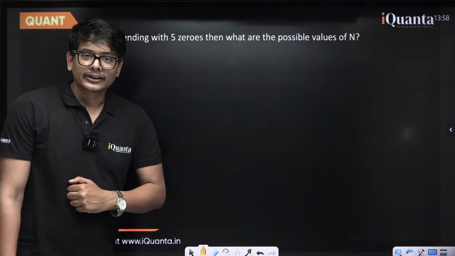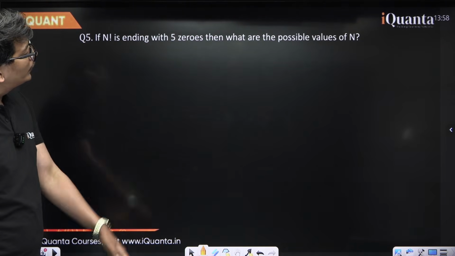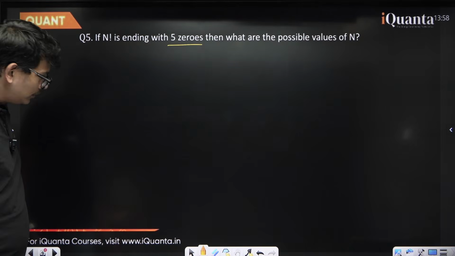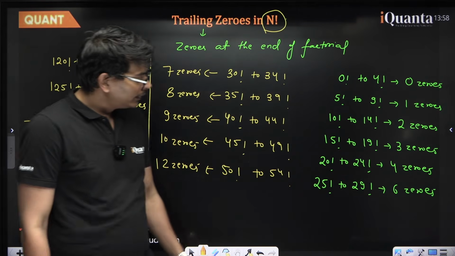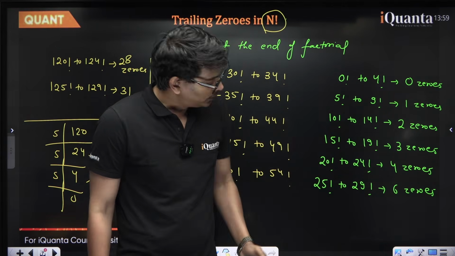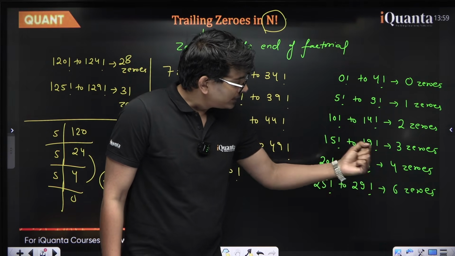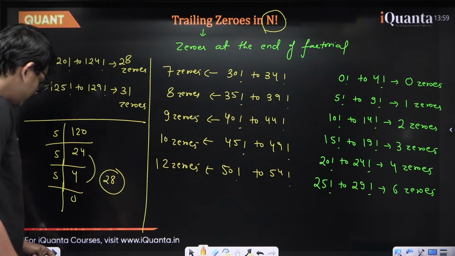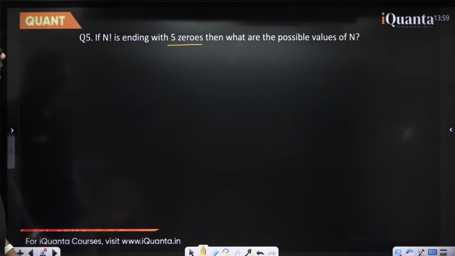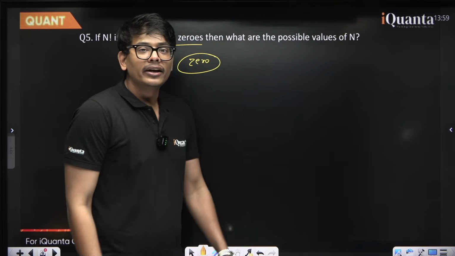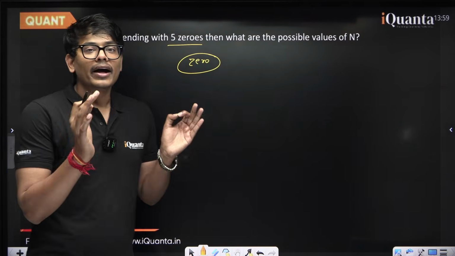Now, an interesting question. If n factorial is ending with 5 zeros, then what are the possible values of n? You can see there is no factorial which ends with 5 zeros. 24 factorial ends with 4 zeros and 25 factorial ends with 6 zeros. So the answer will be 0. There is no possible value of n for which it has 5 zeros.